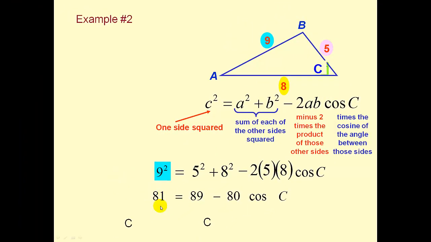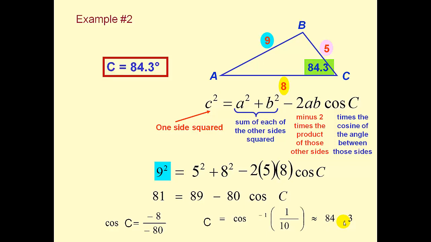So 81 equals 89, the sum of those two squares, minus 80 times the cosine of C. So the cosine of angle C is equal to negative 8 over negative 80. You've moved the 89 to the other side, you get negative 8. You divide both sides by negative 80. And so the cosine of C is 1/10. Therefore, we have to take the inverse cosine of 1/10 to find angle C. And that is approximately 84.3 degrees.